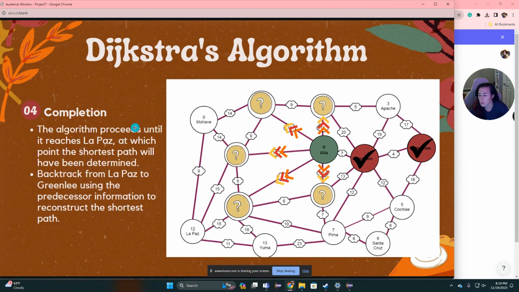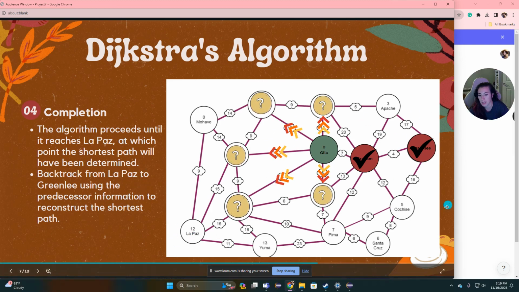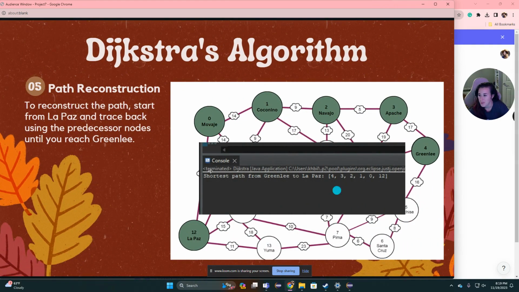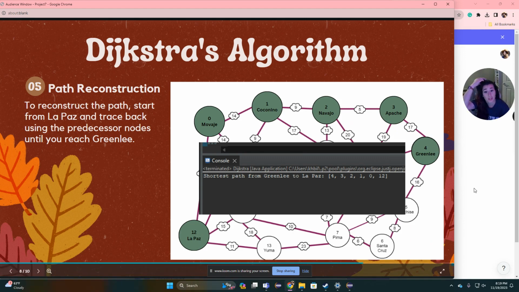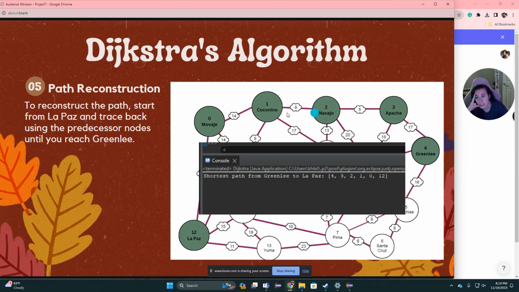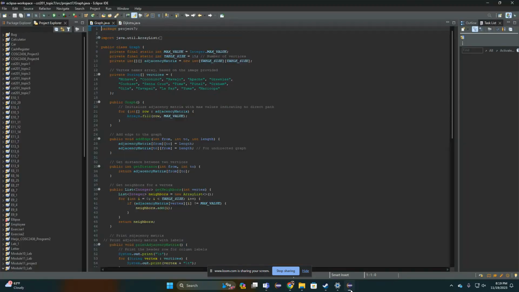the algorithm is going to proceed all the way until it gets all the way down here. I didn't animate all of that because it was taking a long time. But when I ran it, the algorithm came up with this path to being the shortest. Greenlee is actually 4. I left the original numbers in here because it's easier to find the nodes, because this is what we want to see. We don't want to change all of our nodes all the time. So this is apparently the shortest path.